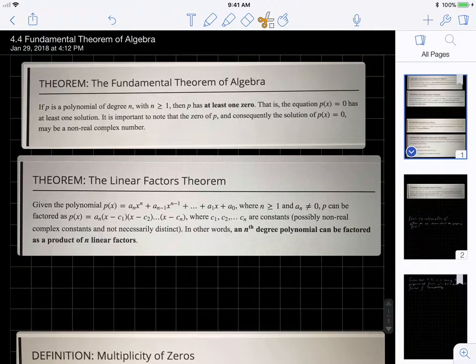Hi everyone, this video is for section 4.4, the fundamental theorem of algebra. What I'm going to attempt to do is tell you some of the theorems behind the problems that we're going to be trying tomorrow in class in order to save us time so that we can do sections 4.4 and 4.5a.